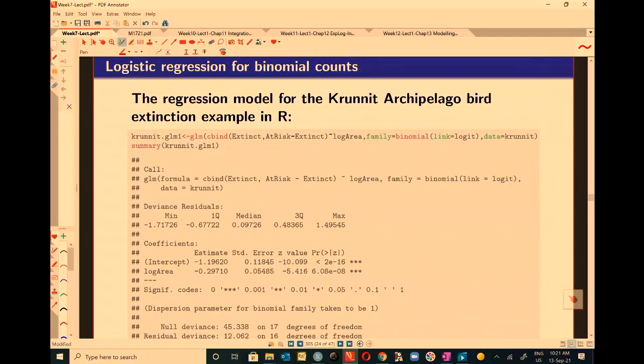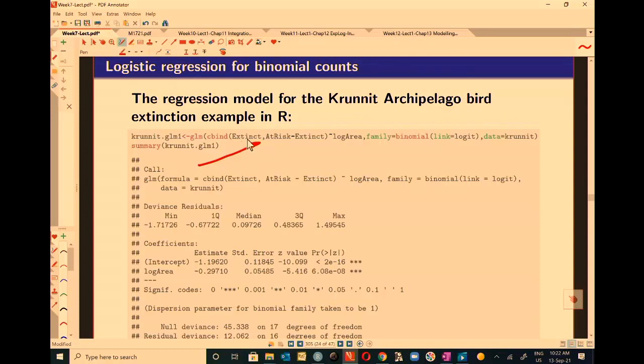So we've got here, in the response part that we usually have here, you've got two things. You've got the number of species that were extinct and the at risk minus extinct. So you've got the successes and the failures. Success here is extinction, right? So we've got the success and the failures: the number extinct and the number at risk minus extinct, in other words, the number that survive. So that's clear, that requires care here as to what actually goes in here.